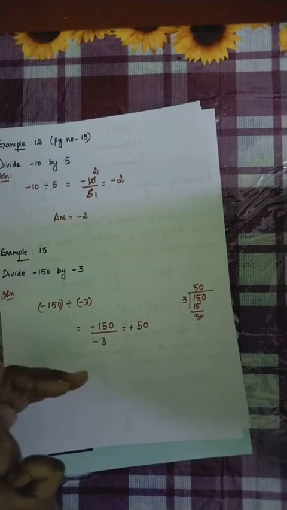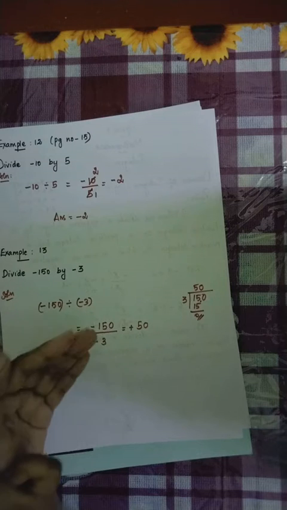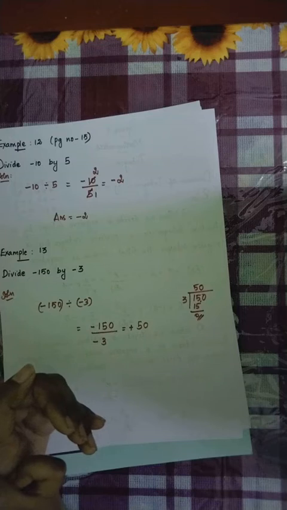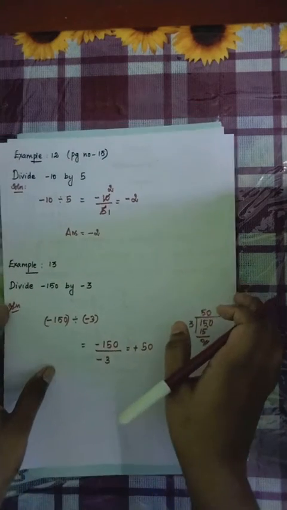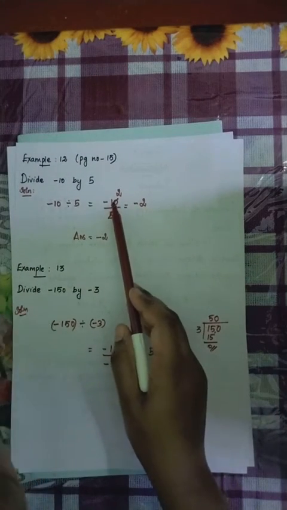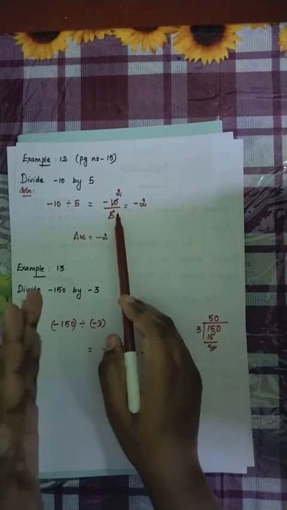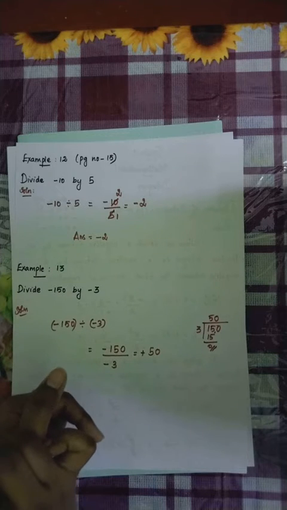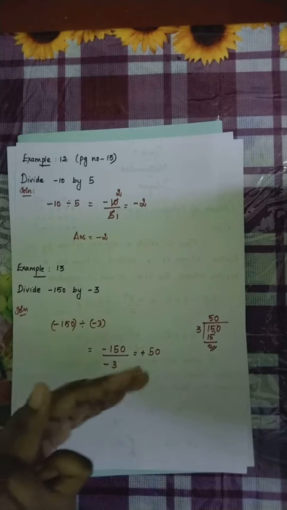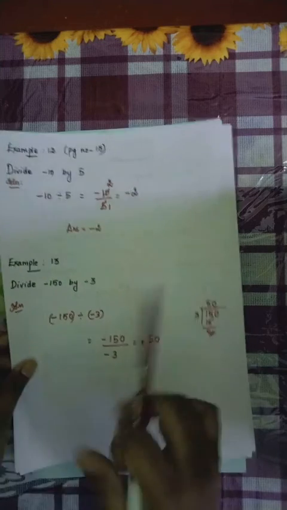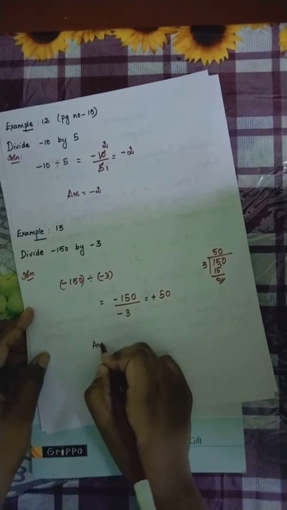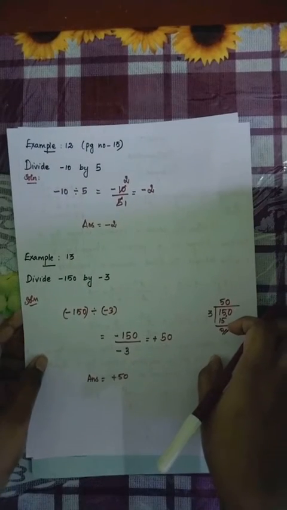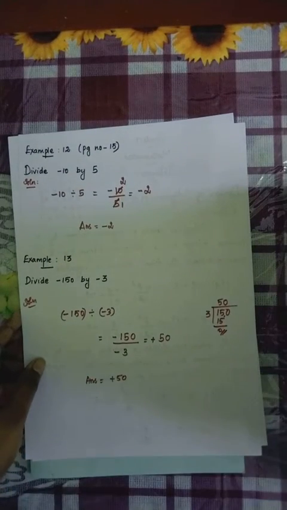Okay, both the numbers are having the same sign. In the last question, we divided a negative integer by a positive integer, so our answer was negative. Here we are dividing a negative integer by a negative integer. Both the numbers are having the same sign, so our answer is plus 50. Do you all understand the concept? Yes.